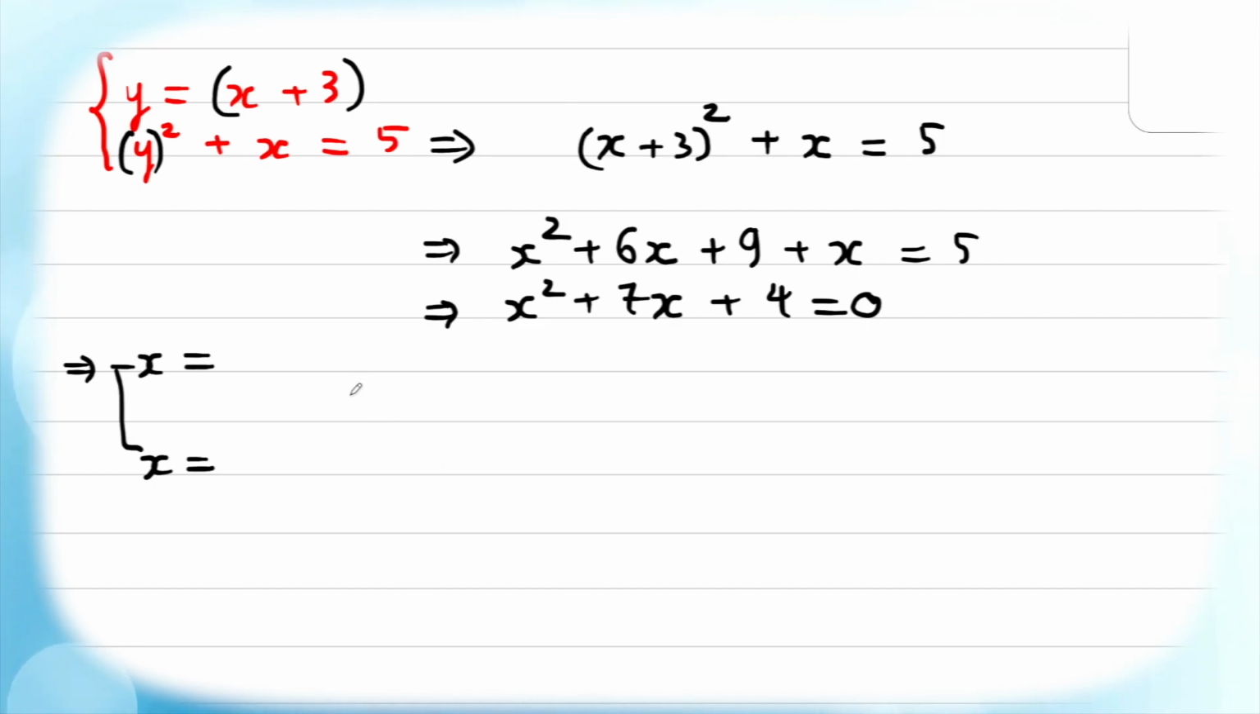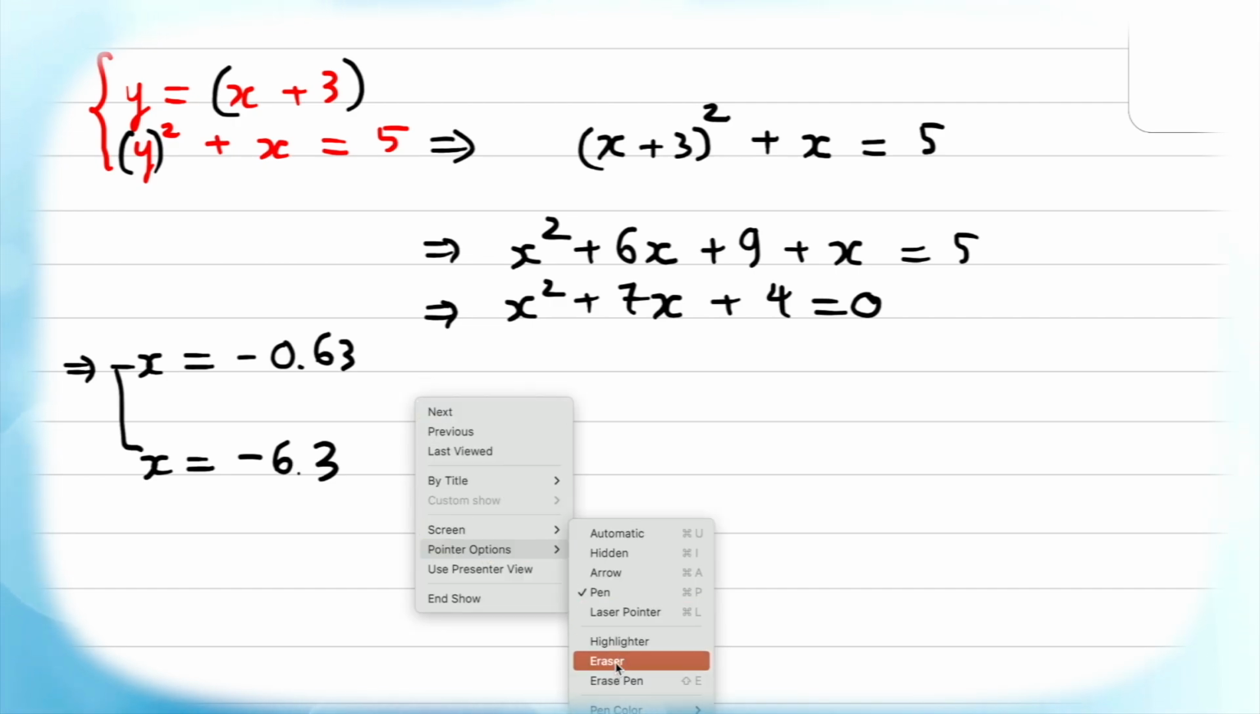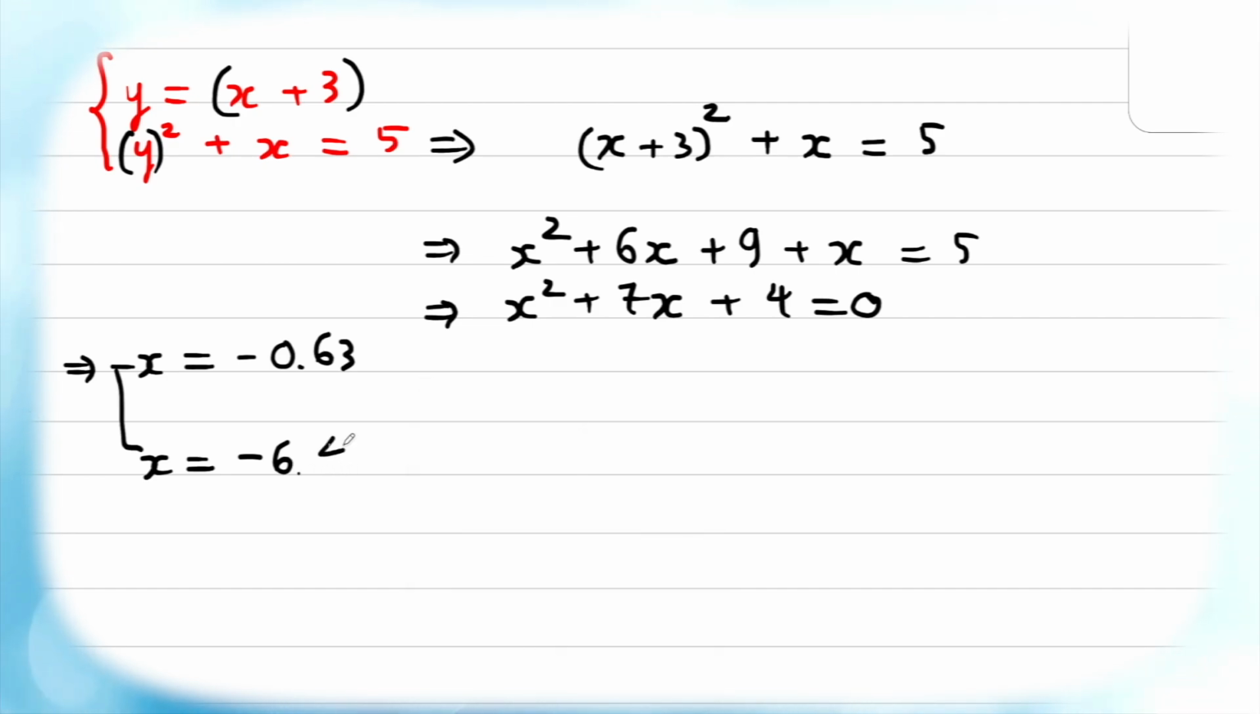And the answer for the first one will be minus 0.63. And for the next one, you get minus 6.3, one more time, 6.3. Oh, okay. I mean, this is not 6.3, it has to be 6.4.